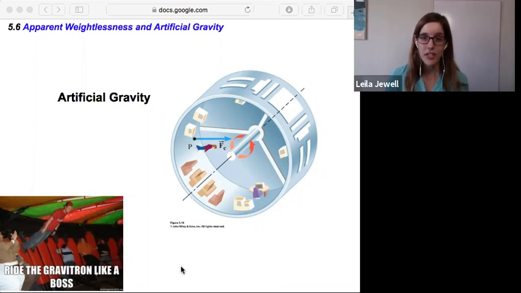So you may have seen this before on a carnival ride like the Gravitron, right? Usually people just stand up and get pressed against the wall, and then it tips and you're still pressed against the wall. But you can potentially stand up and it's as though you're standing upright because of the spinning effect. So you can ride the Gravitron like a boss.